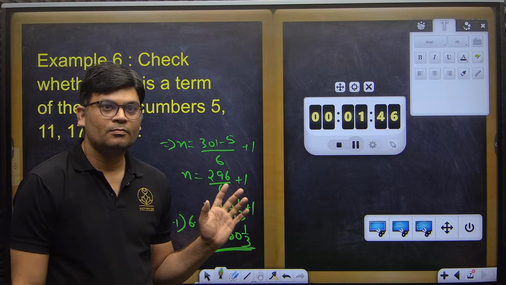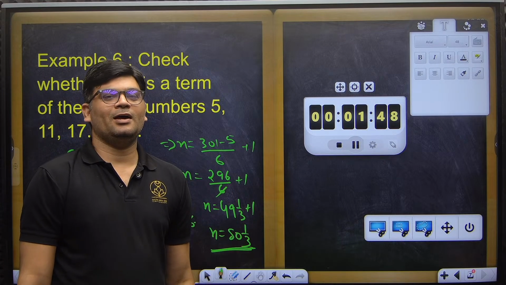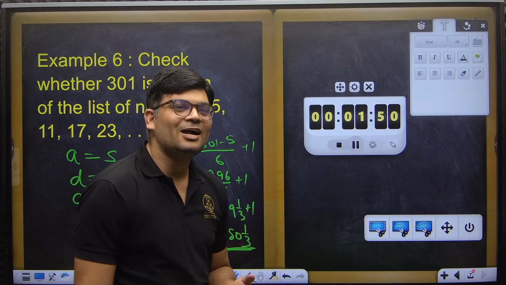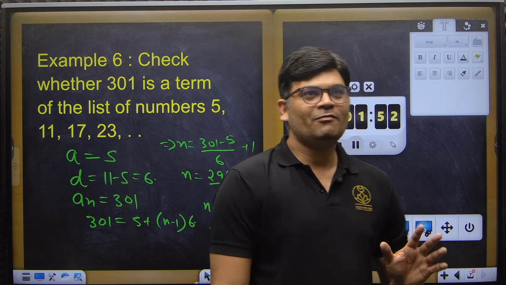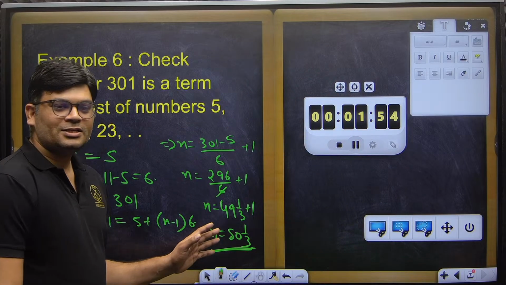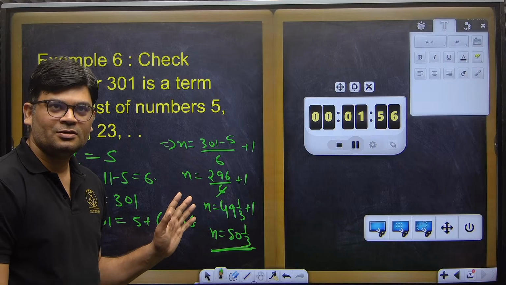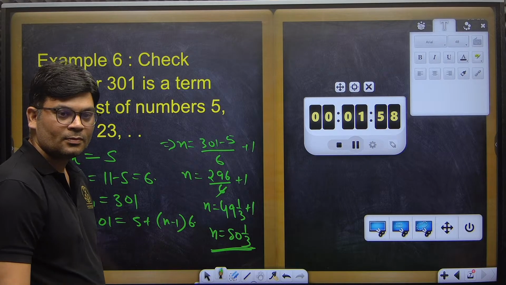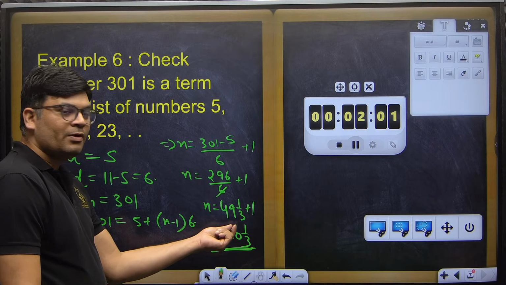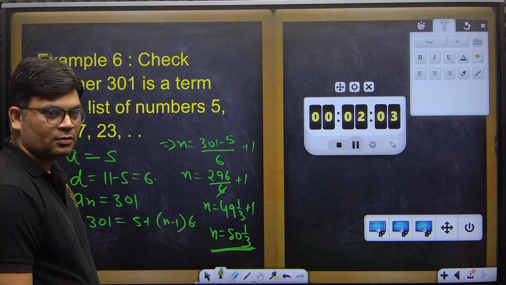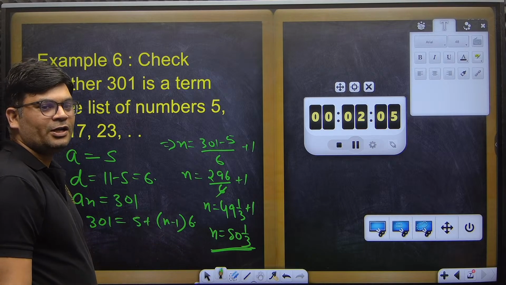Sir, can we find it in decimal? Why do you need a decimal, beta? Why are you doing extra hard work? That is not required. 51 by 3 is fine. I just told you to convert it into a mixed fraction. 50 whole number 1 by 3. No, 51 by 3 is 17.